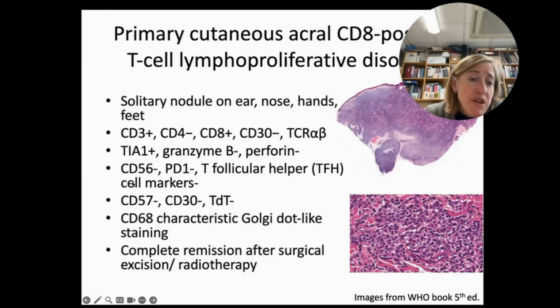This goes into complete remission usually after either surgical excision or radiotherapy, so another one that's really good news and important to recognise.